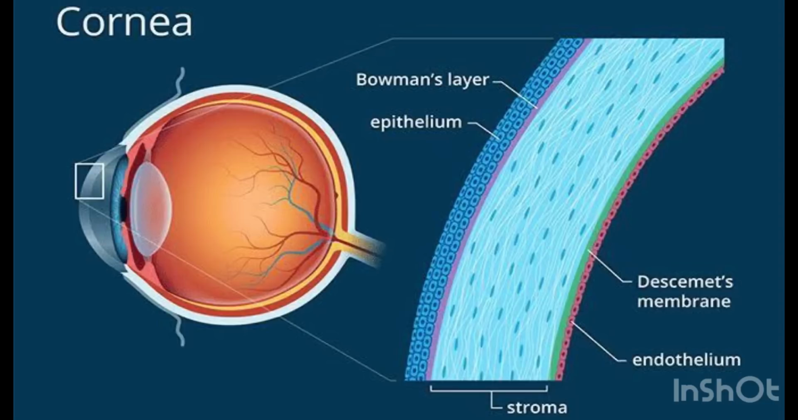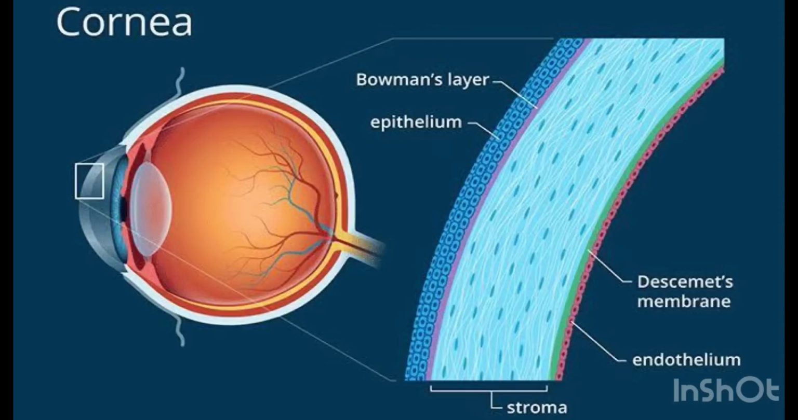Next one is cornea repair. The cornea has a high capacity for self-repair. The epithelial cells on the surface regenerate quickly, helping to heal minor injuries or abrasions. However, if the damage goes deeper into a layer, healing might involve the contribution of other types of cells.